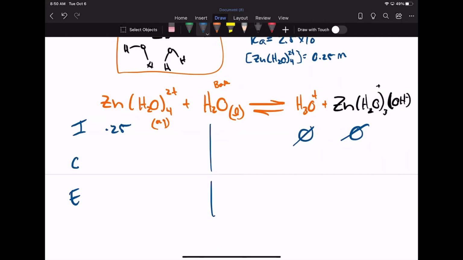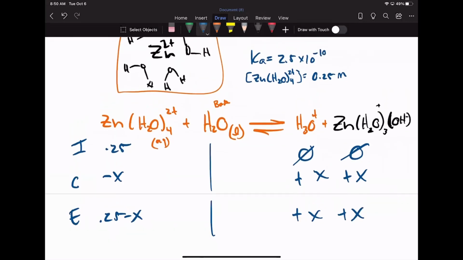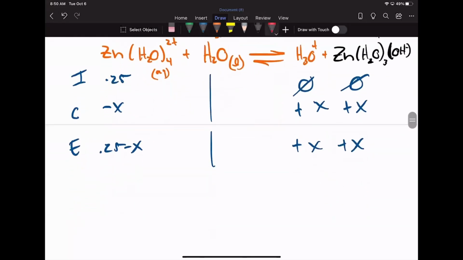Minus x, 0.25 minus x, plus x, plus x. You guys are going to be sick of ice tables by the end of this. Plus x. And because I have the Ka, we can go ahead and set this up. 2.5 times 10 to the minus 10. Can I ignore this x?